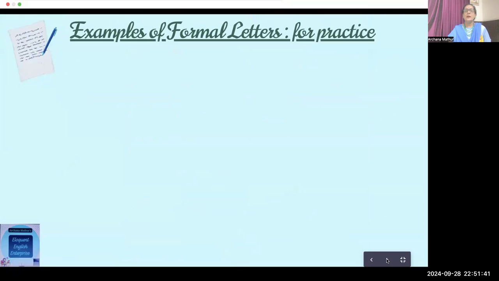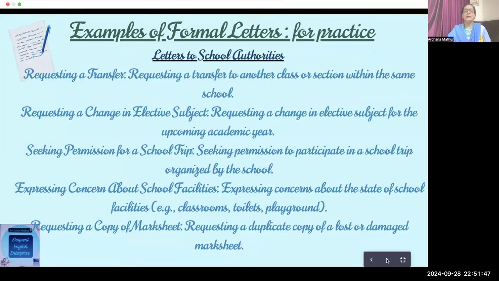Okay. So now I'm going to give you some examples of formal letters for practice, okay? For example, if you're writing a letter to your school authorities, it could be requesting a transfer to another class or section within the same school, or maybe if you want to change your school, then you may put up a request for the same. Request a change in elective subject. For example, in class 11, you've taken up a certain combination of subjects, but you wish to change it in your subsequent year in class 12. So you have to send a formal letter to your principal.